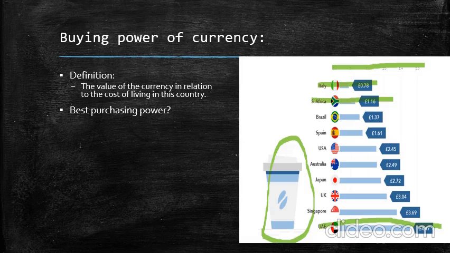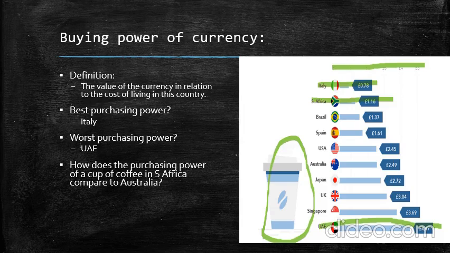So if we look at this, which one had the best purchasing power? It would be Italy, because when they were all in the same currency, you would pay the least. Which country then had the worst purchasing power? And in this case, it would be the UAE. Also remember that this is only applicable to the cup of coffee that we were dealing with.